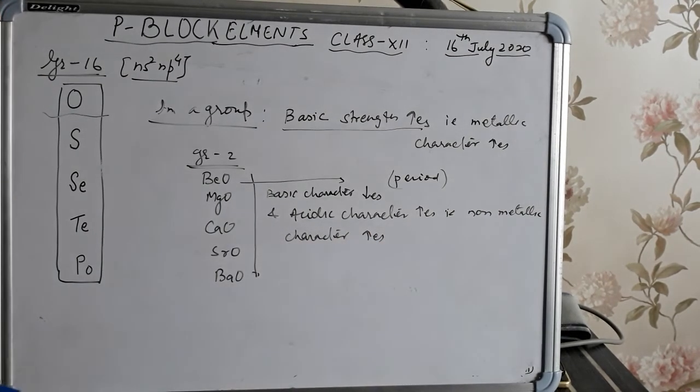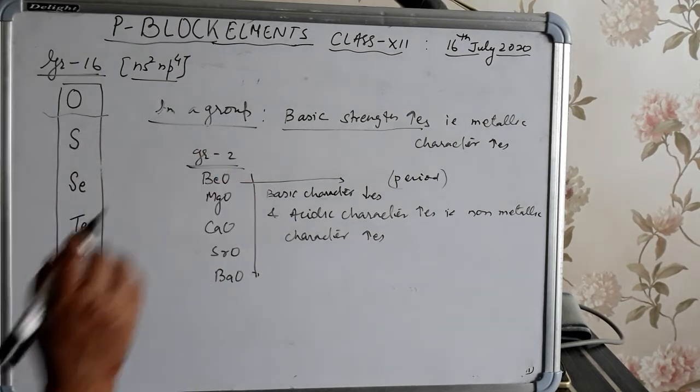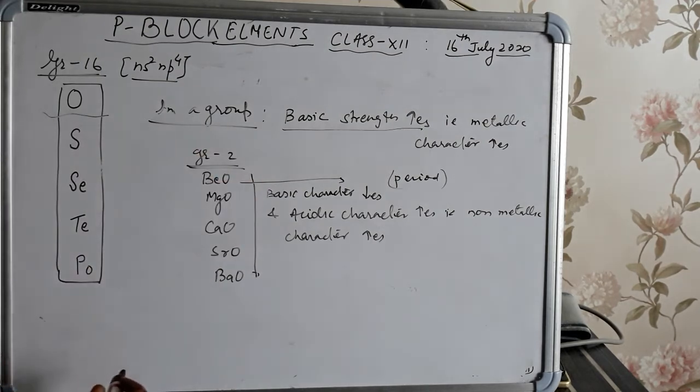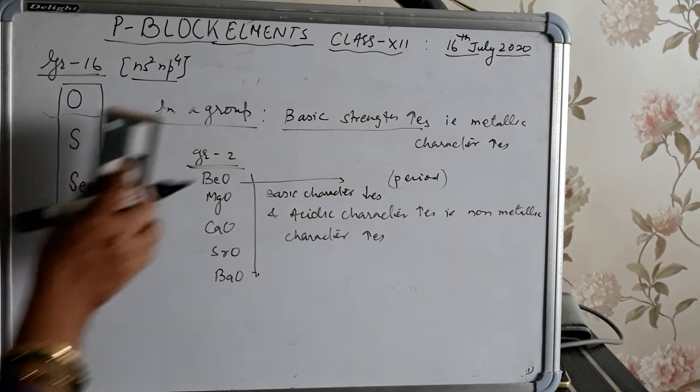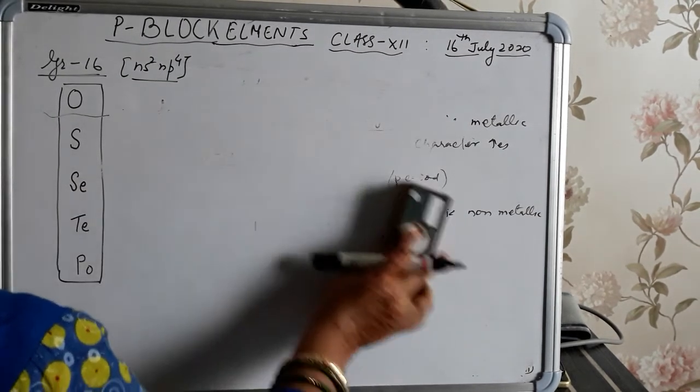So this is a simple characteristic about the oxides of group 16. What happens when we move left to right in a period? The basic character of oxides decreases and the acidic character of oxides increases. When we move top to bottom in a group, the basic character increases because metallic character increases. So let's talk about the next topic, the isotopes of oxygen, which is called ozone.